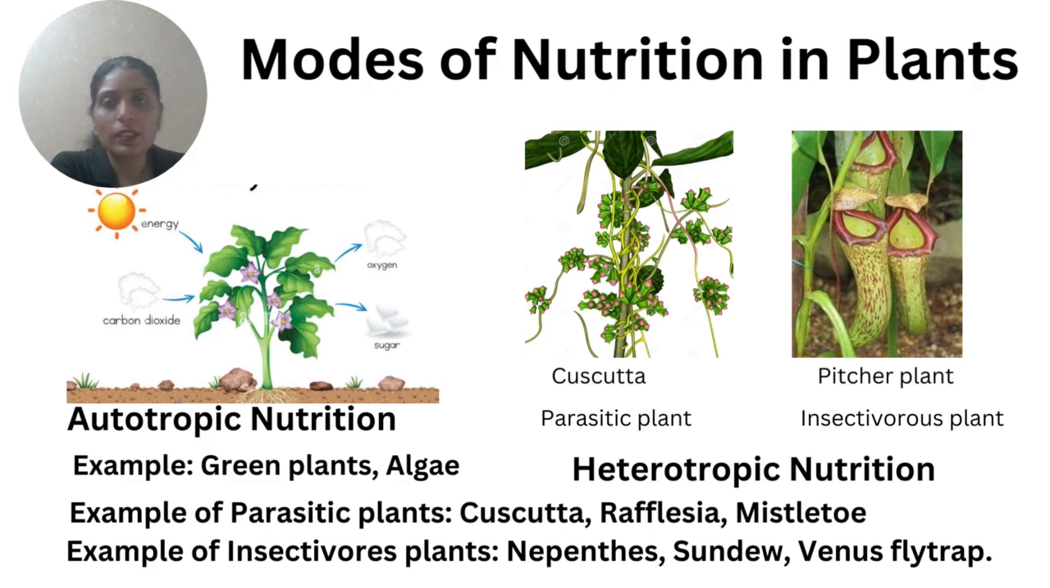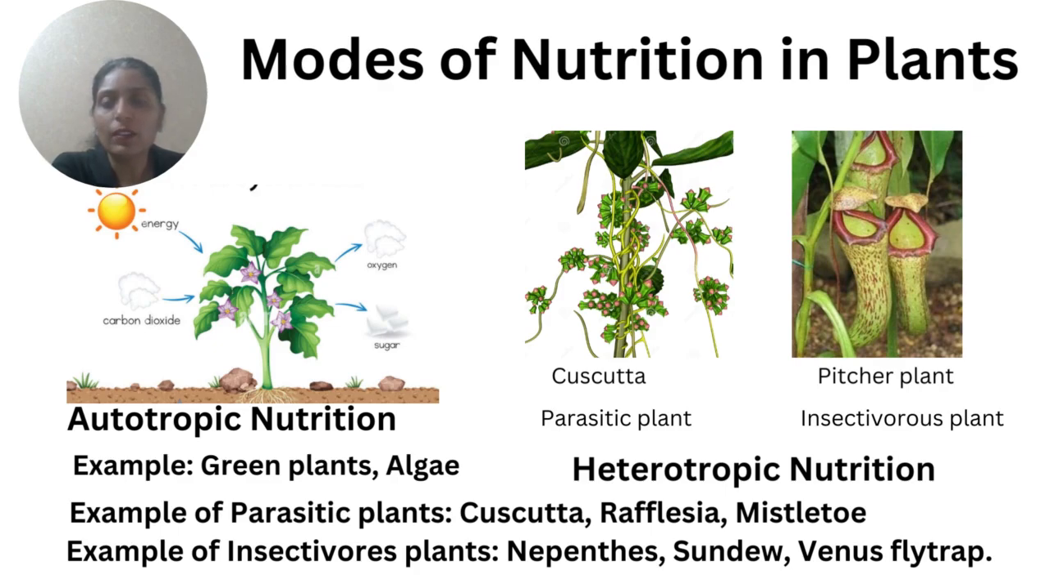Let's first discuss nutrition. Nutrition means intake of food and then making it converted into different nutrients. Example: carbohydrate, fat, protein, vitamin, and mineral. Plants do this nutrition in two modes: autotrophic mode of nutrition or heterotrophic mode of nutrition. First, we'll discuss autotrophic mode of nutrition.